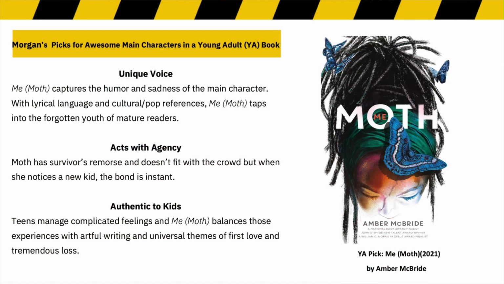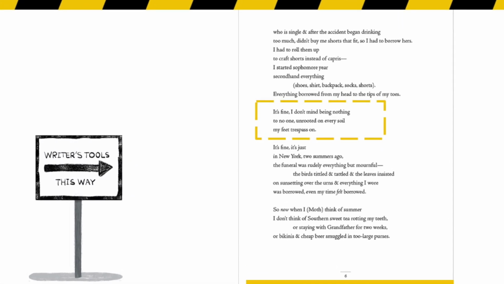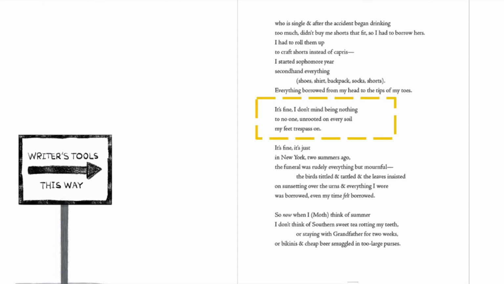With the second tool, the main character acts with agency because Moth feels separate from everyone at her school, but she embraces it. Quote, "I don't mind being nothing to no one, unrooted on every soil my feet trespass on." End quote. The story is told from Moth's point of view. In that poem, there is loneliness, but also acceptance there.